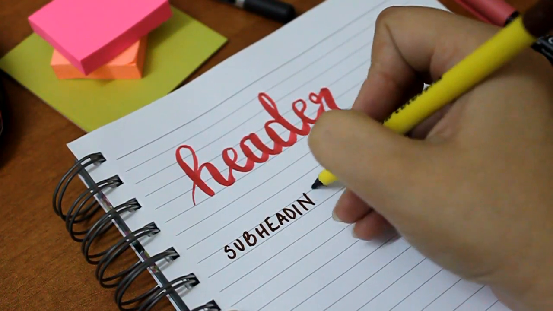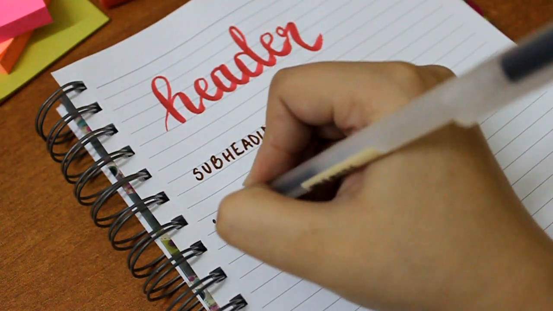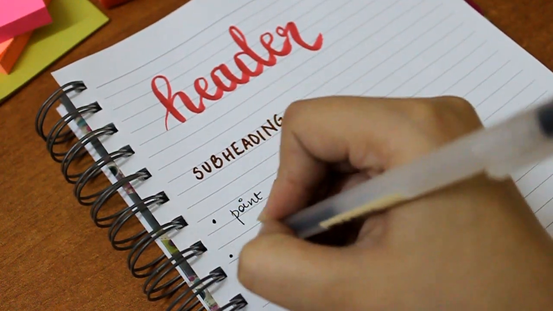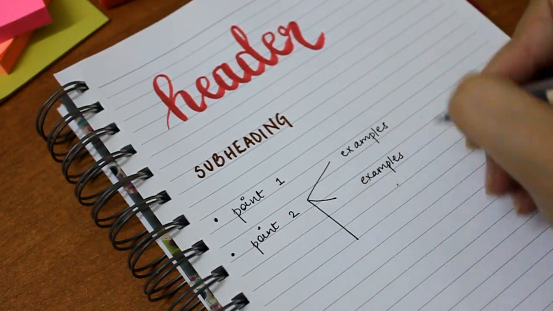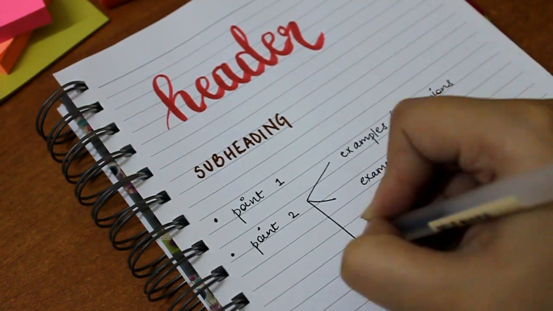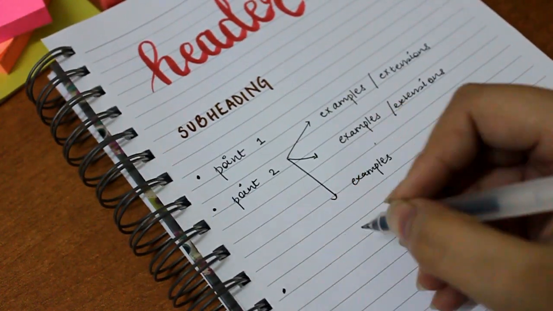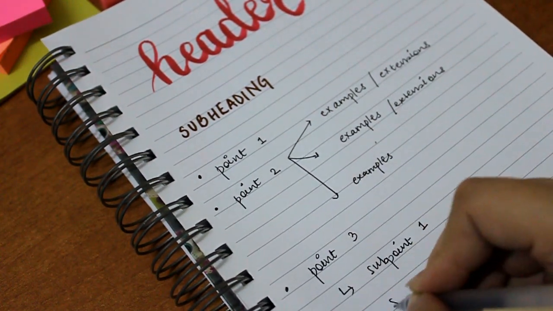Next, I make the subheading in capital letters, usually with a marker. I make my notes in point form as it helps me to break down large amounts of information into smaller chunks. I use bullet points to do this. With the help of arrows, I write down any examples or extra information needed for that particular point.